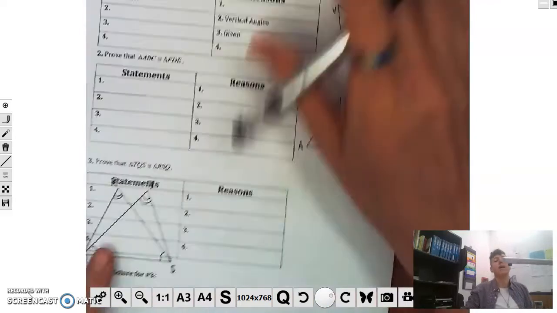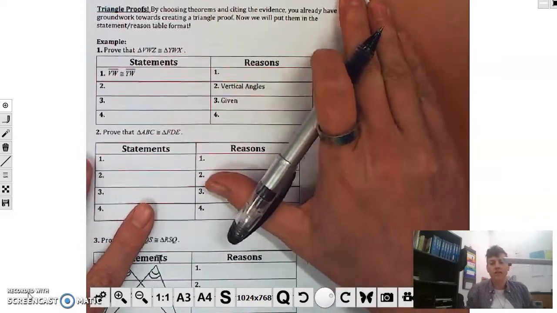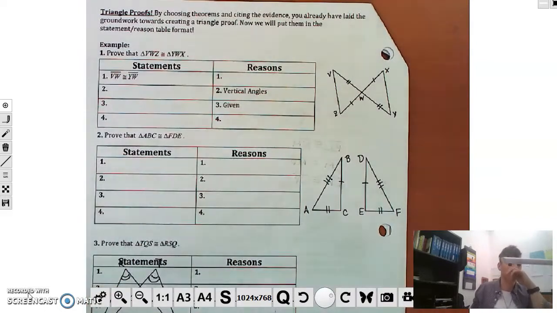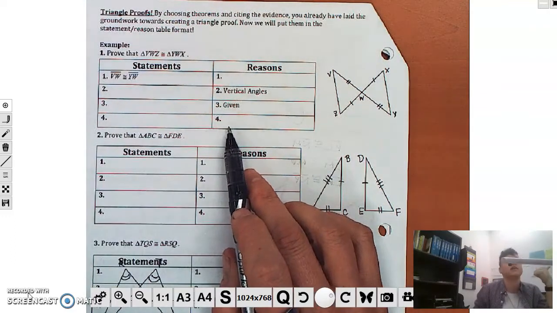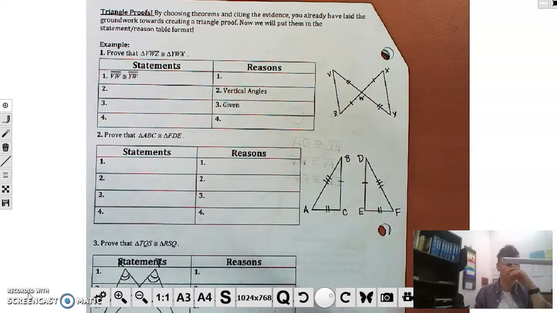Proofs. Freak out. Relax. Can do this. For sure can do this. Okay. Triangle proofs. All of our final answers here are going to be either side, side, side, side, angle, side, or angle, angle, side. Those are the 4 ways to prove triangles are congruent.